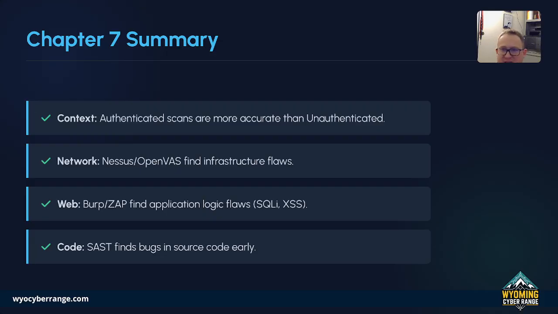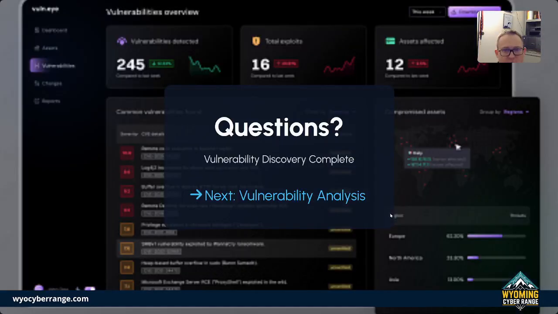Okay. So we talked about authenticated scans because they're more accurate than unauthenticated. We talked a little bit about tools like Nessus and OpenVAS to find infrastructure flaws. We talked a little bit about Burp Suite and ZAP to find application logic flaws, otherwise known as web flaws. And then we talked about SAST and DAST to find bugs in source code and running software, respectively. So now this is going to conclude the vulnerability scanning chapter.